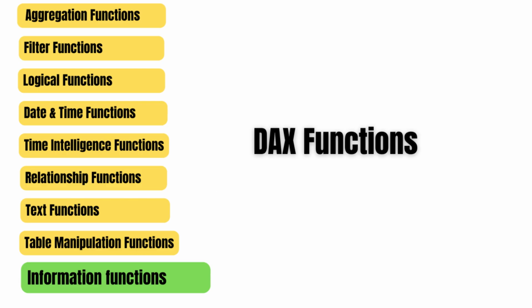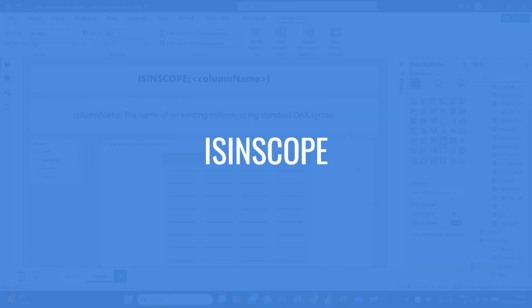In today's video, we will understand the ISINSCOPE function in Power BI. It is very useful when we work with hierarchies and drill down reports, especially when we want different calculations at different levels. So let's get started.